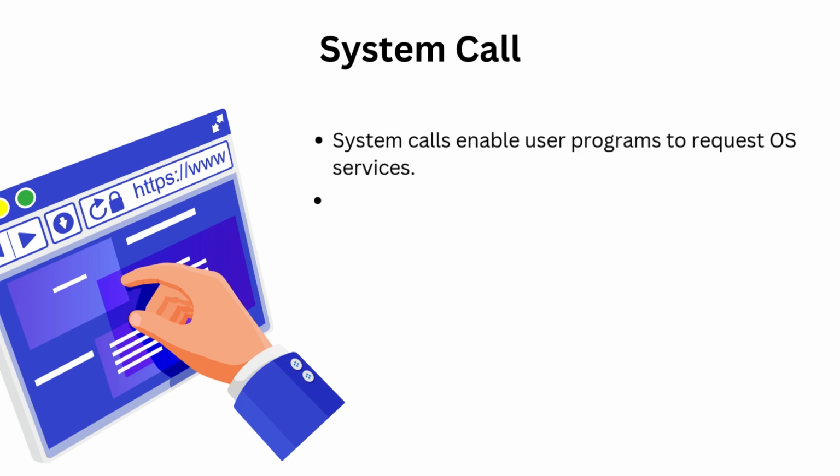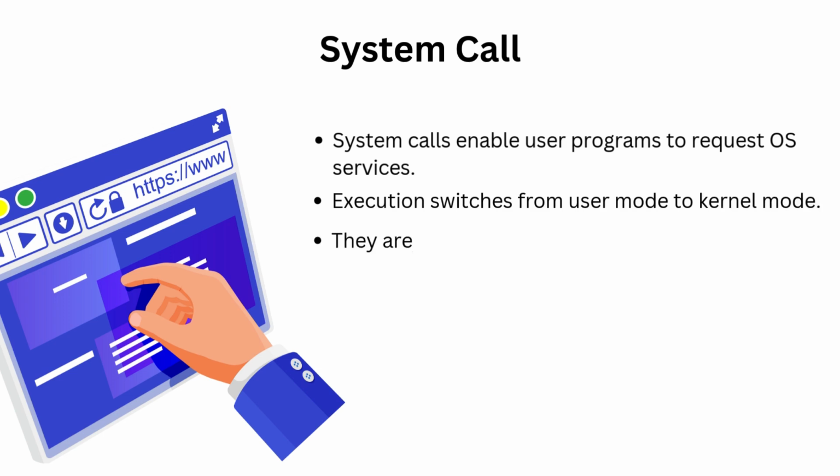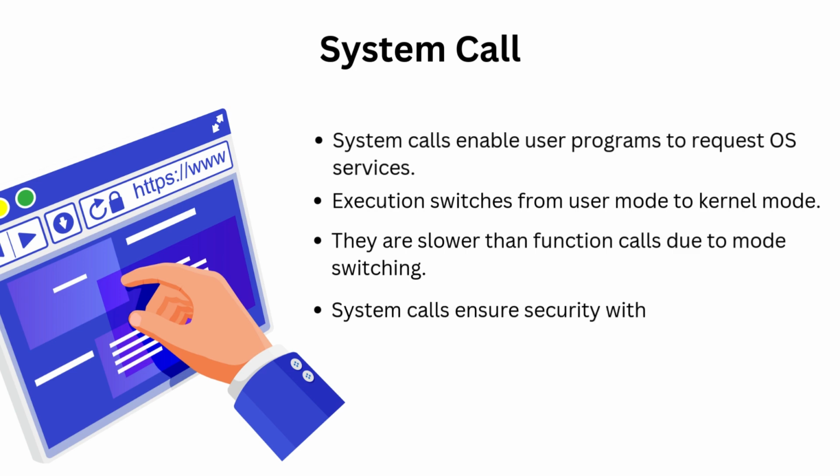System calls enable user programs to request OS services. Execution switches from user mode to kernel mode. They are slower than function calls due to mode switching. System calls ensure security with access control mechanisms. This ensures the security of the operating system.